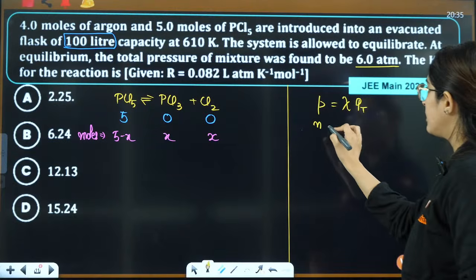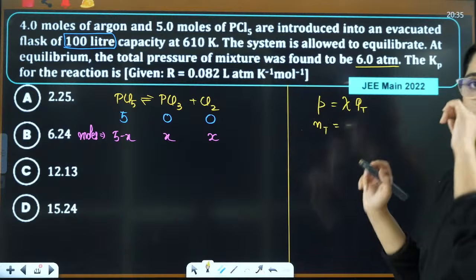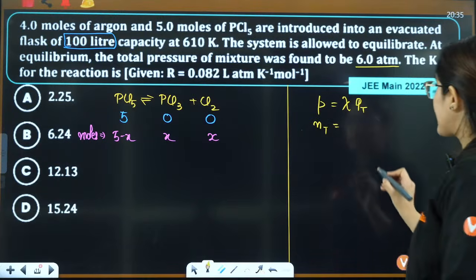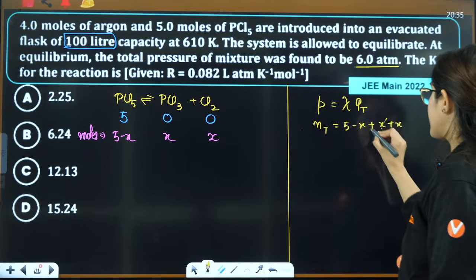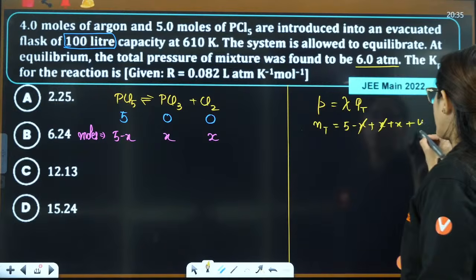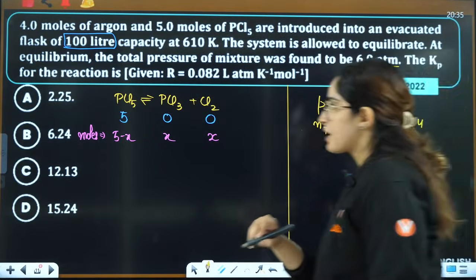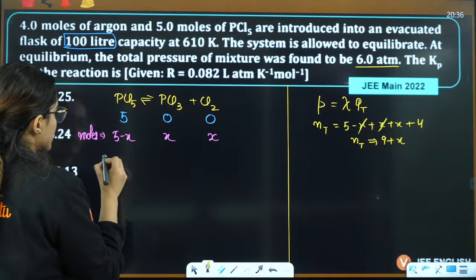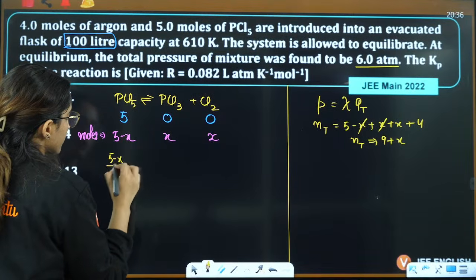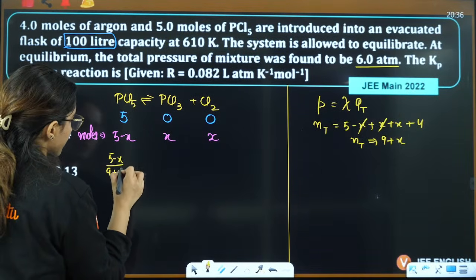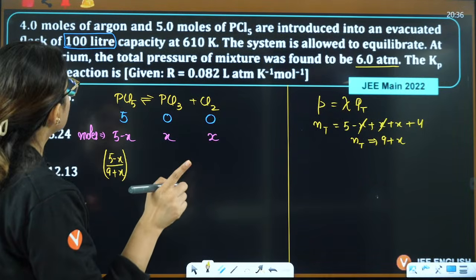So firstly, let's calculate the total moles. That is NT. Total moles will also include 4, that is the moles from argon, right? So it will be 5 minus x plus x plus x, plus 4. So it will be 9 plus x, that is the total number of moles. So the mole fraction is 5 minus x divided by 9 plus x, into total pressure, that is given to be 6, right?